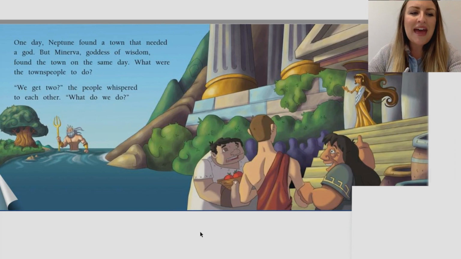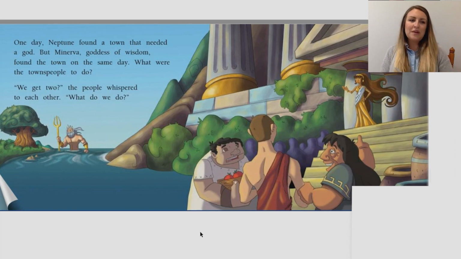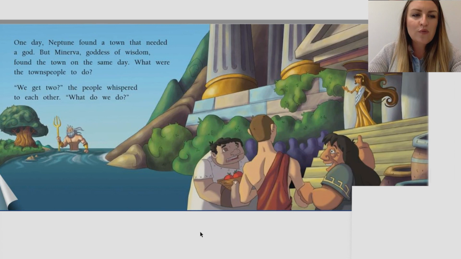Look who we met on this page. Yes. What's her name? Very good. Minerva. And what is she the goddess of? Nice job. She's the goddess of wisdom.